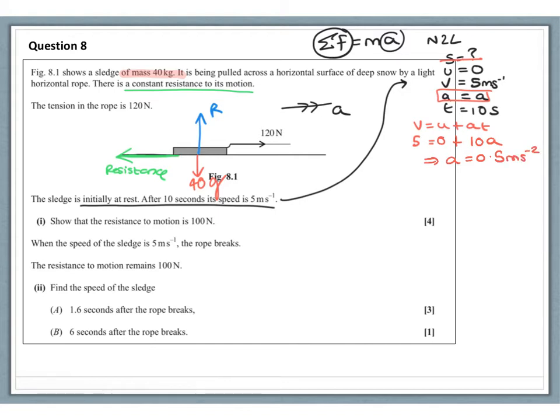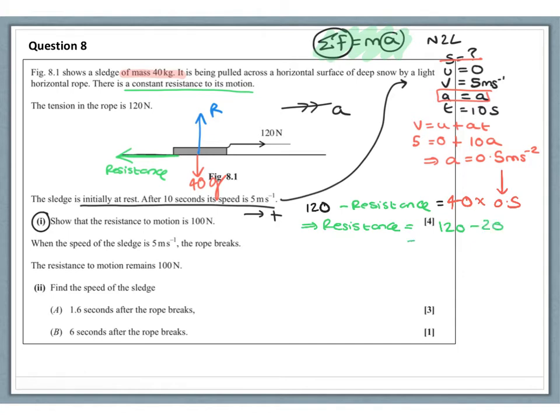Now, show that the resistance to motion in part 1 is 100 newtons. So let's take going to the right as positive. Let's apply Newton's second law of motion, which we helpfully wrote up here earlier on. Right is positive, so we've got 120 newtons to the right, take away the resistance, which acts to the left, which is equal to the mass, which is 40, multiplied by the acceleration, which we just worked out as 0.5. It's then quite a simple process to rearrange this and work out that the resistance is equal to 120 subtract 20, which is the required 100 newtons.